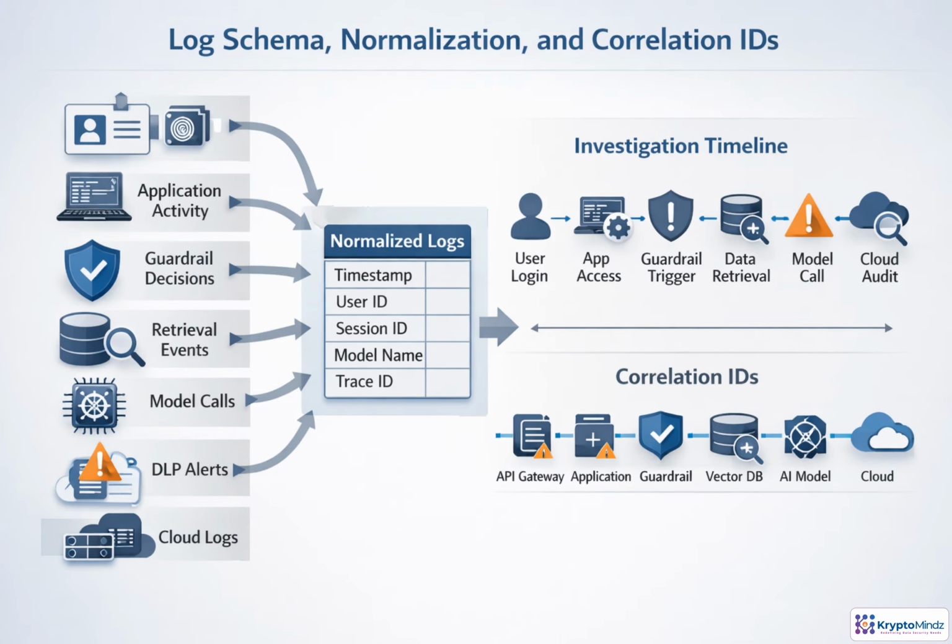Good incident response starts before the incident, with logs that speak the same language. Normalize identity, application, guardrail, retrieval, model, DLP, and cloud events into common fields such as timestamp, user, session, request, resource, and trace ID. Add AI context, including model version, prompt risk, guardrail decision, collection, and tool name. When the same correlation ID travels across services, investigators can rebuild the full timeline instead of stitching together fragments.